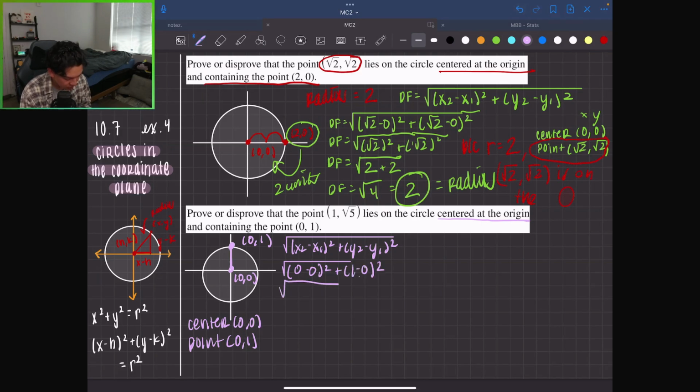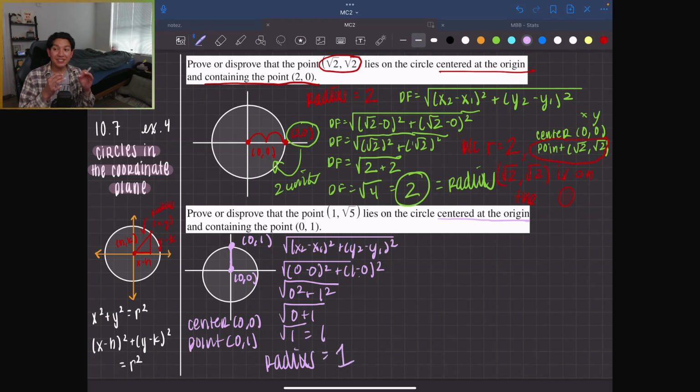So now we have 0 squared plus 1 squared. 0 squared is just 0 plus 1. So we have the square root of 1, and the square root of 1 is just 1. So that means that the radius, like I said, equals 1, okay? So if we substitute these values with 1 and root 5, and if we get the radius back as 1, that means that 1 root 5 is also going to be on that circle.